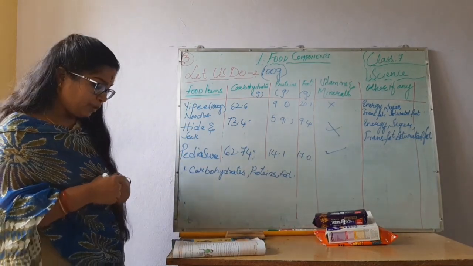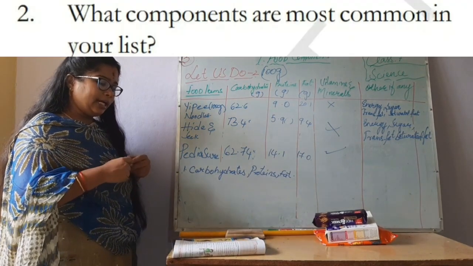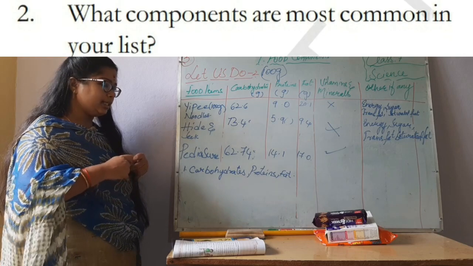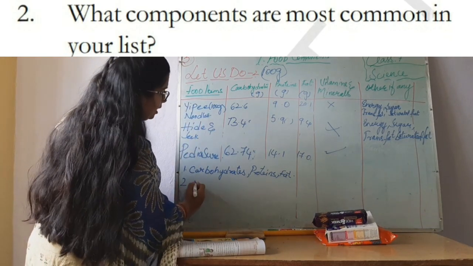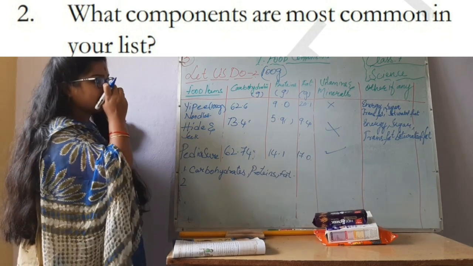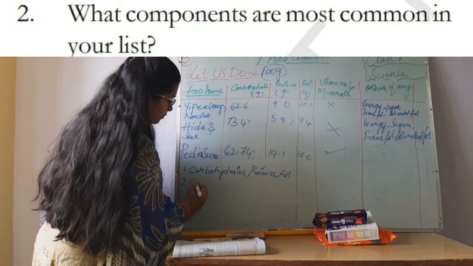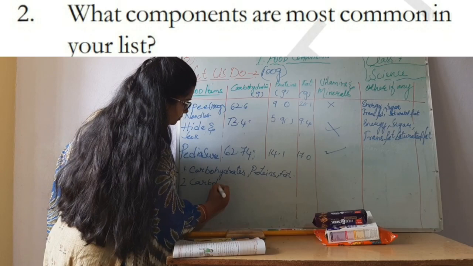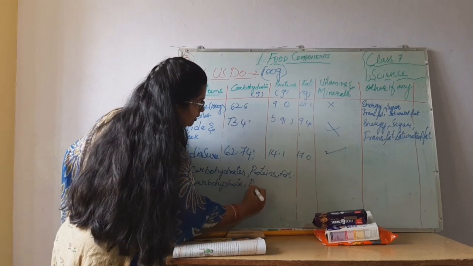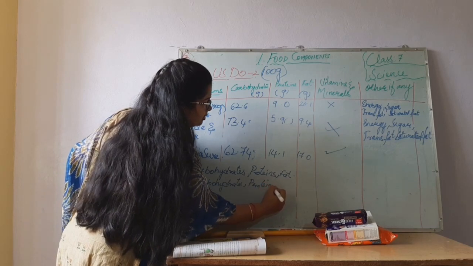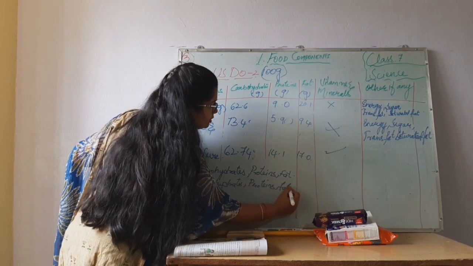And next, what components are most common in your list? What are the most common in our list? The same thing. Carbohydrates, proteins, minerals, fats are common. Carbohydrates and other sources like saturated fat and all, isn't it? Proteins and fats, like saturated fat and all, are also very, very important.